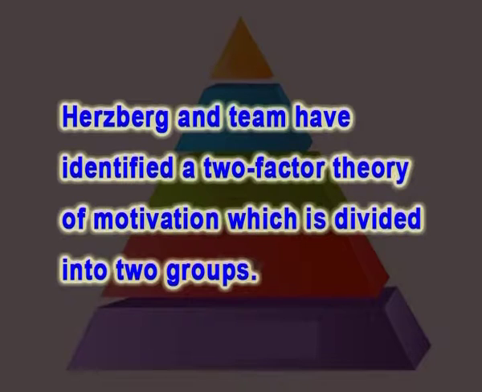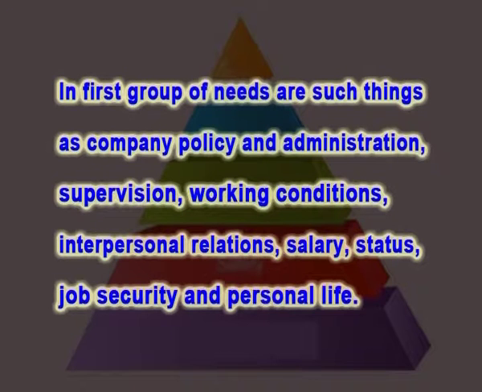Herzberg's two-factor theory. The needs hierarchy theory as proposed by Maslow has been considerably modified by Frederick Herzberg and his associates. Herzberg and team have identified a two-factor theory of motivation which is divided into two groups. In the first group of needs are such things as company policy and administration, supervision, working conditions, interpersonal relations, salary, status, job security and personal life.